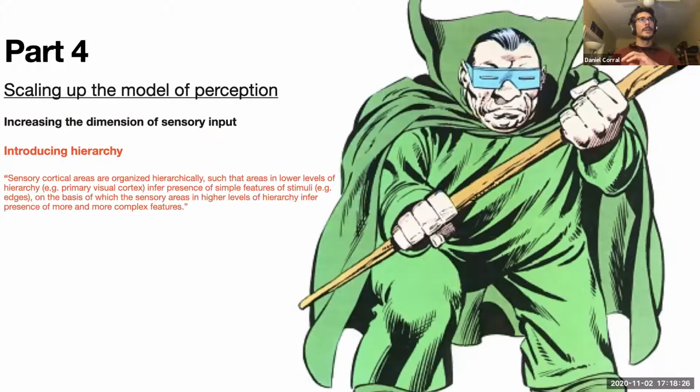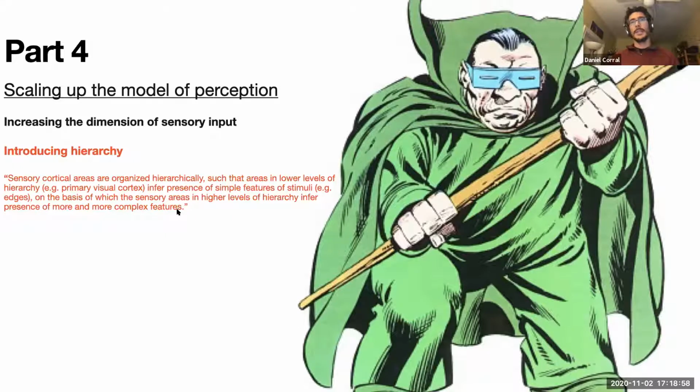And then we start to introduce hierarchy of these cortical areas. This quote is from this paper. It says, sensory cortical areas are organized hierarchically such that areas at lower levels of the hierarchy, such as the primary visual cortex, infer presence of simple features of stimuli like edges, on the basis of which the sensory areas at higher levels of hierarchy infer presence of more and more complex features.